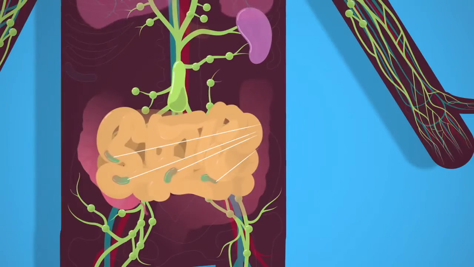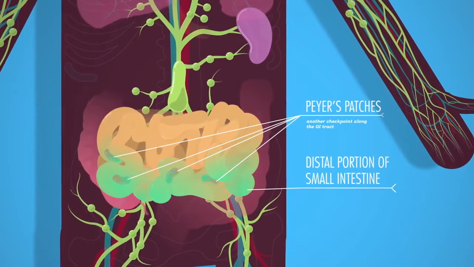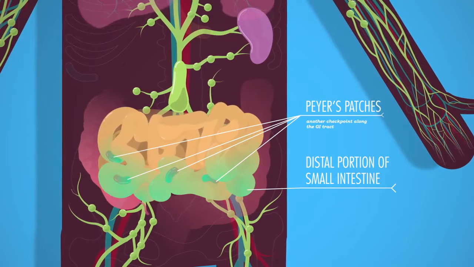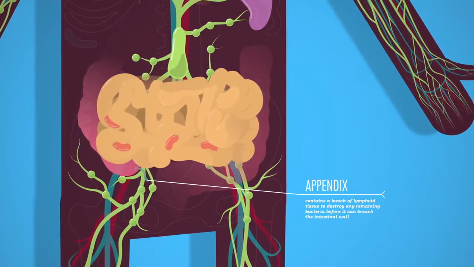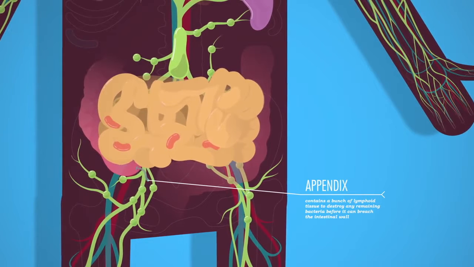Another collection of MALTs, called Peyer's patches, are in the distal portion of the small intestine, providing another checkpoint along the GI tract. And contrary to popular myth, your appendix is not useless because it too contains a bunch of lymphoid tissue and is conveniently located where it can destroy any remaining bacteria before it can breach the intestinal wall during absorption. Exactly how your lymph and immune cells detect and destroy the unwanted visitors that might otherwise kill you is what we're going to be talking about for the remainder of this course.